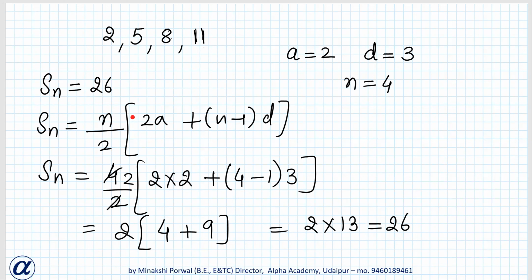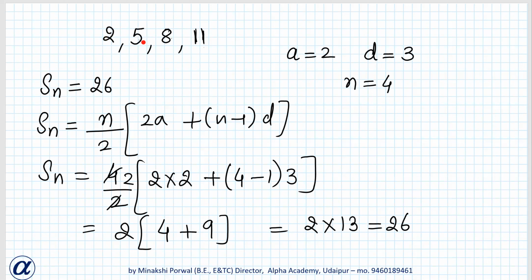Sn equals n by 2, 2A plus n minus 1 D. And this we have verified by doing it manually. We have just added. Ma'am, can you repeat what is Sn? Sn is the sum of n terms. The sum of all of these is Sn.